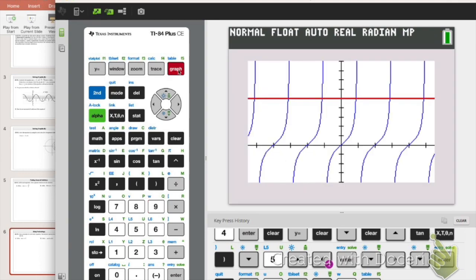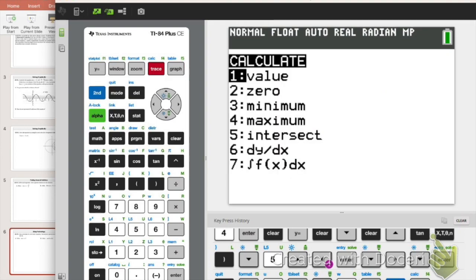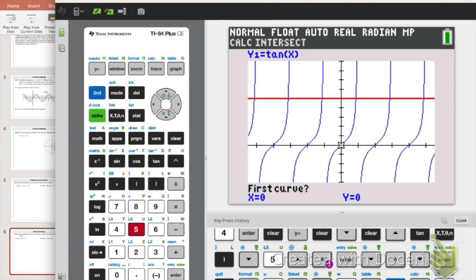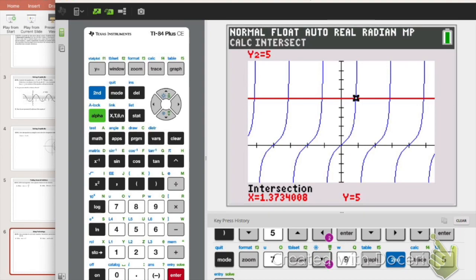There we go. Okay, so let's find the first positive intersection. Looks like it's going to be right there. So I'm going to do second trace, number 5, intersect, enter, enter, enter. And it looks like we're intersecting at 1.3734008. And I would imagine then that my next intersection would be a full period over, and then another full period over, or full period back, full period back.